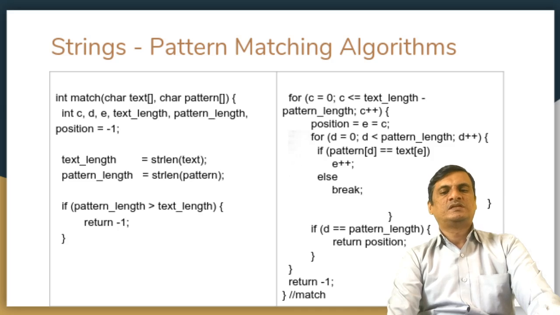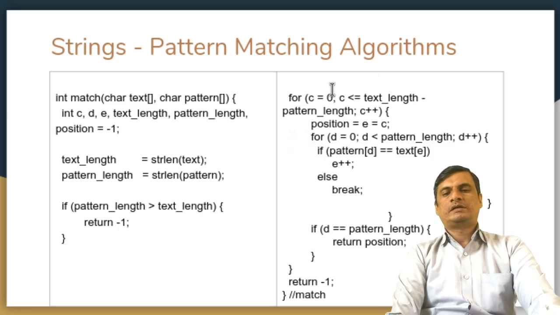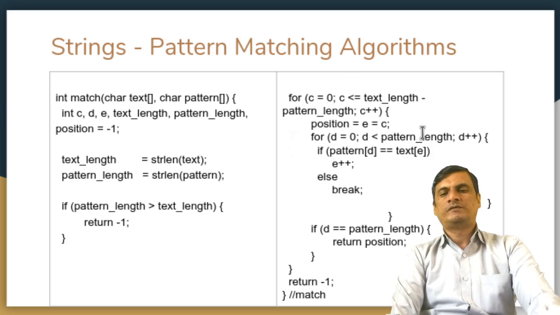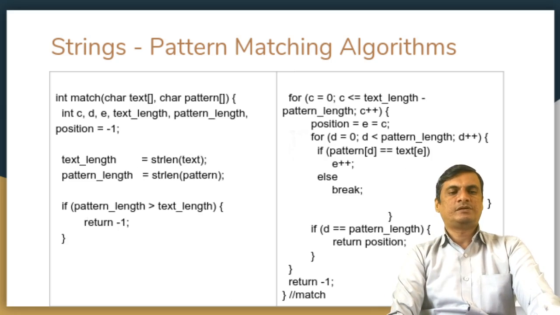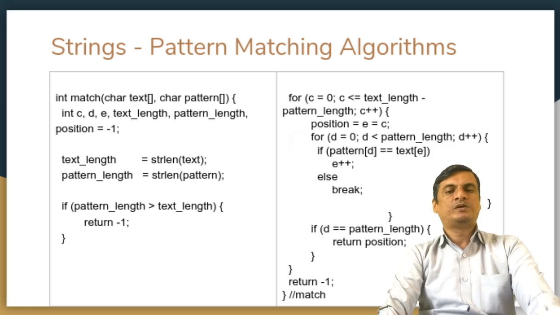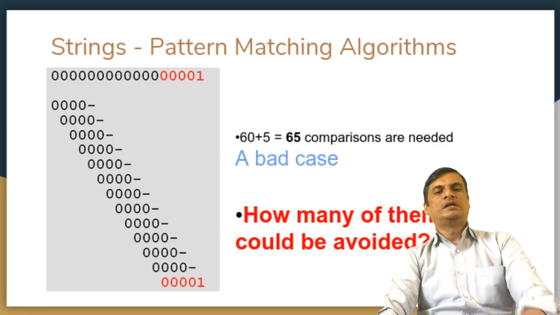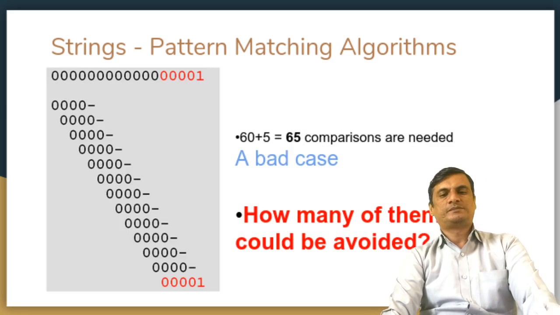But because you have two nested for loops, if the text length is M and the pattern length is N, then the complexity of this algorithm will be big O of M cross N, which is quite high when compared to the other algorithms of the string pattern type.